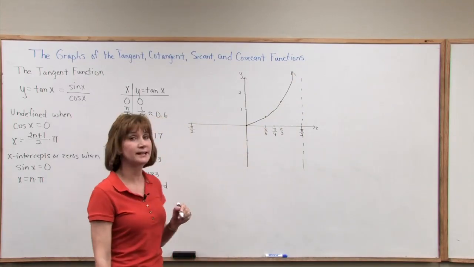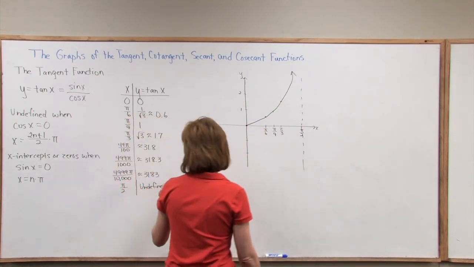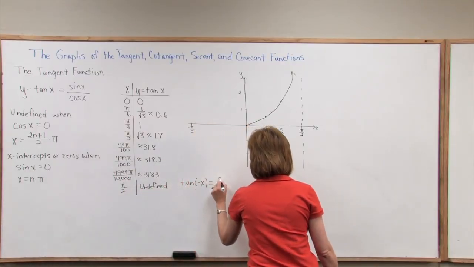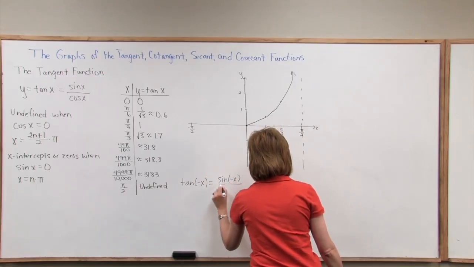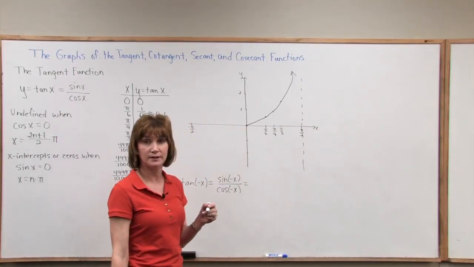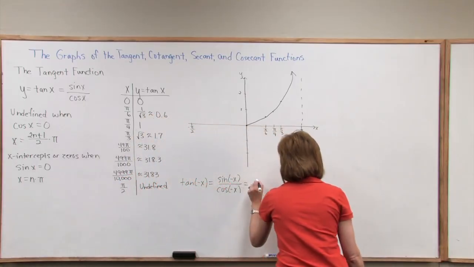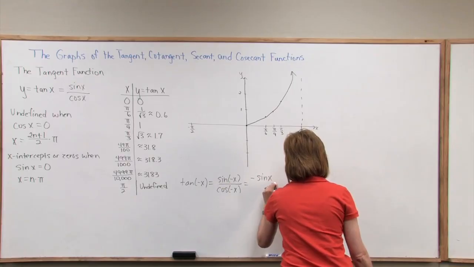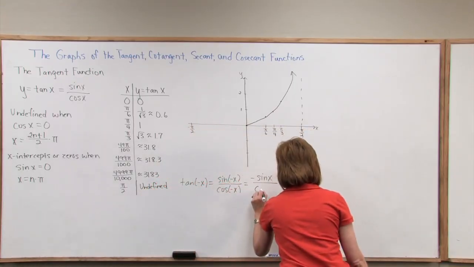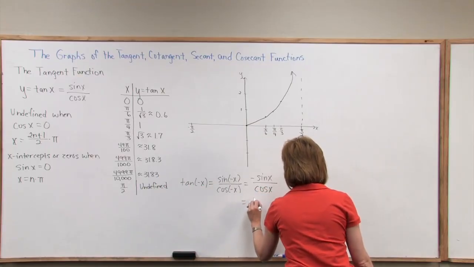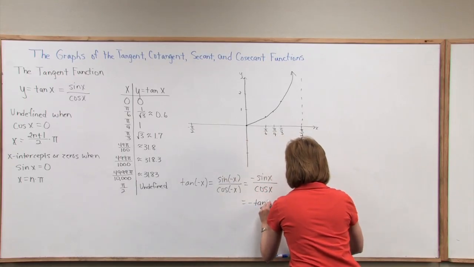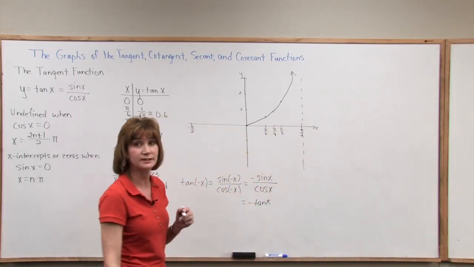Now, the tangent function happens to be odd. Let's see why. If I look at the tangent of negative x, using the quotient identity again, that's going to be the sine of negative x over the cosine of negative x. And you need to recall that the sine function is odd, which means the sine of negative x is negative sine x. The cosine function is even, which means the cosine of negative x is the same as the cosine of x. And I can see that that's going to equal negative tangent x. So we know the tangent function is odd.